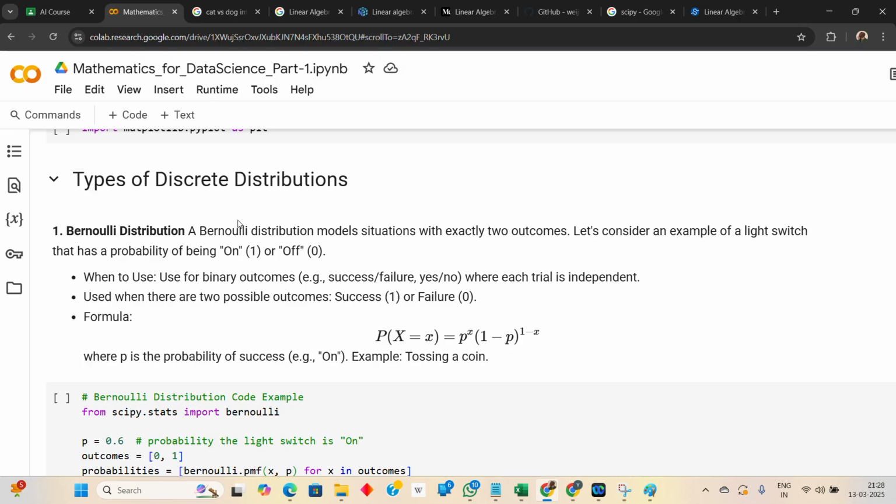Continuous means, for example, if you are buying an ice cream, they will go with a scoop, right?